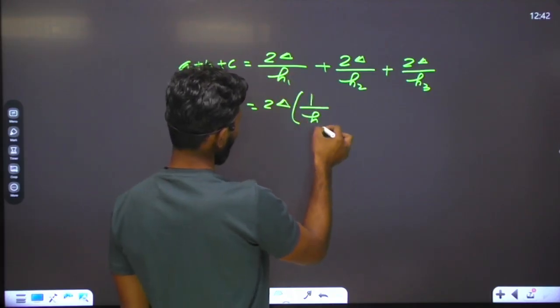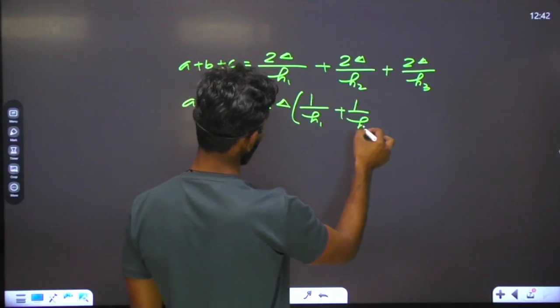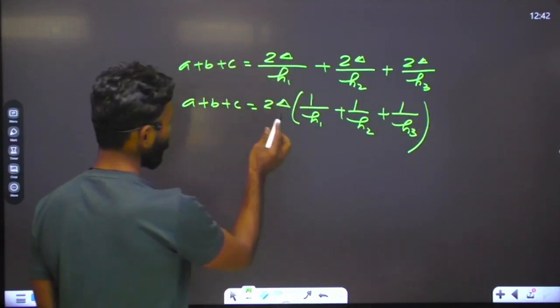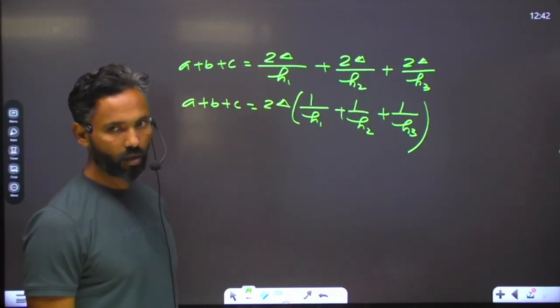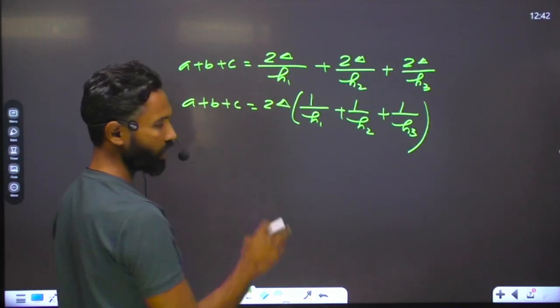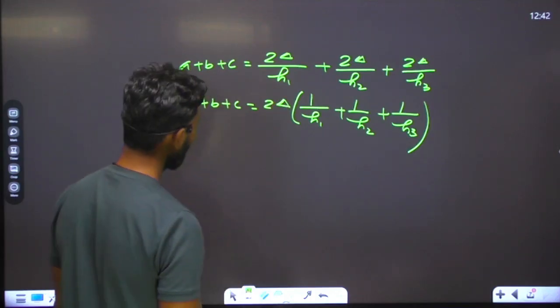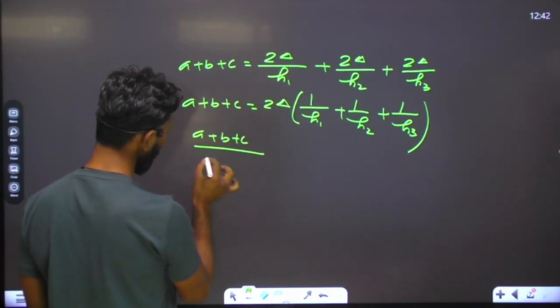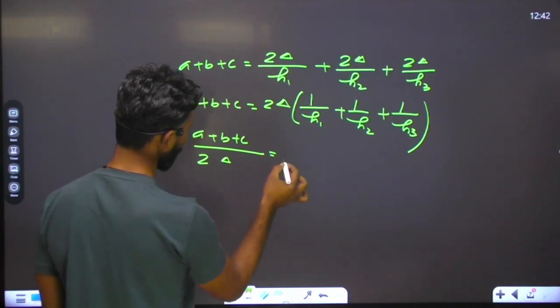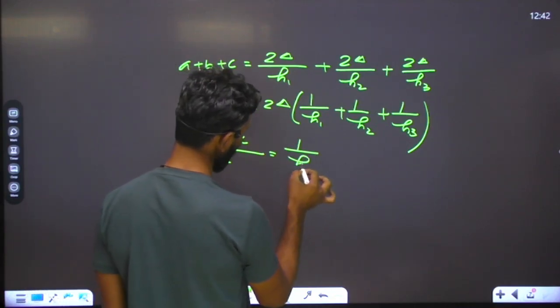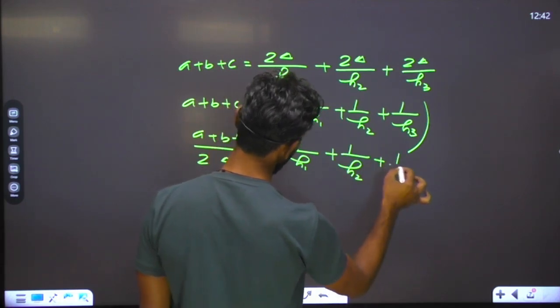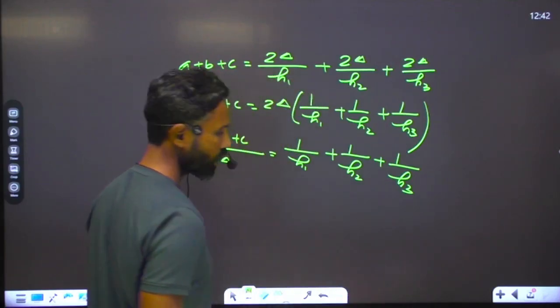times 1 upon h1 plus 1 upon h2 plus 1 upon h3. Now 2 del is multiplying on the right hand side, and if I shift it to the left hand side, it is going to divide. So it will become a plus b plus c upon 2 del equal to 1 upon h1 plus 1 upon h2 plus 1 upon h3. It will be like this.